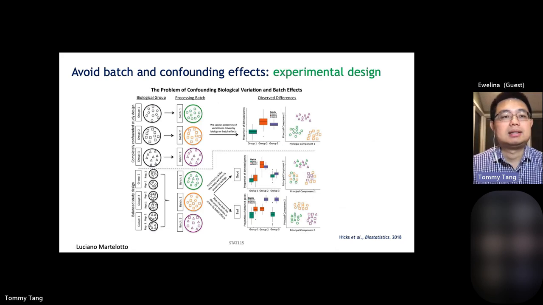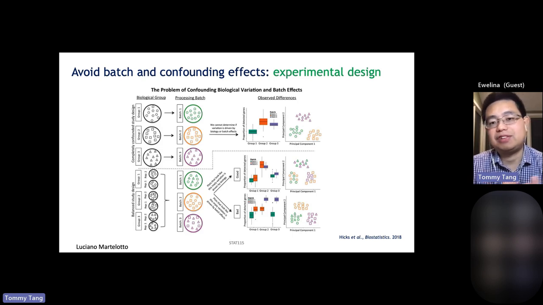Okay, so now I will talk a little bit about experimental design. So before performing any experiments, I want to emphasize the importance of experimental design to avoid batch and confounding effects. So this is the same for any experiments, right? Not only for single cell. So before you start an experiment, involve a statistician or bioinformatician, who will help you to avoid such problems.